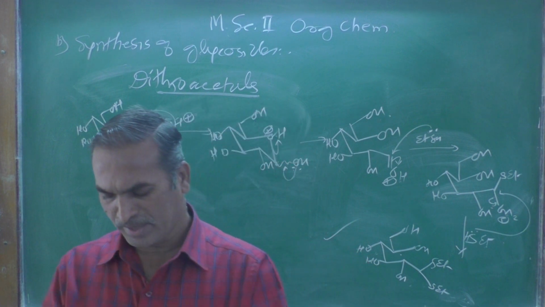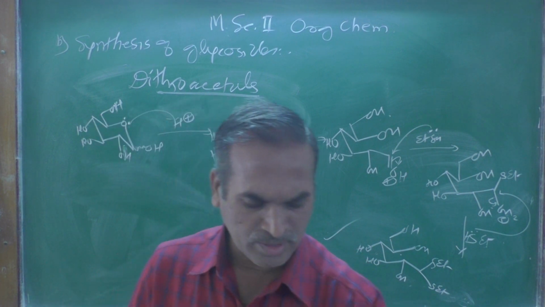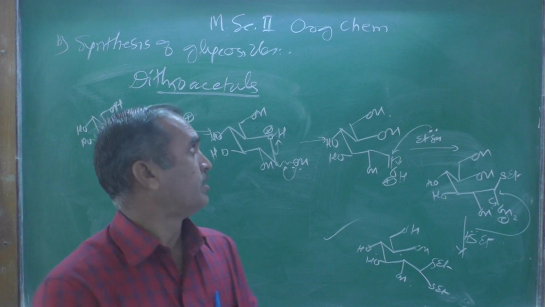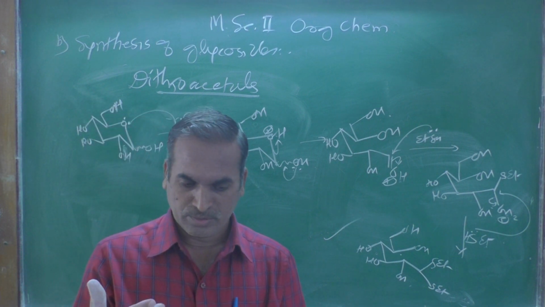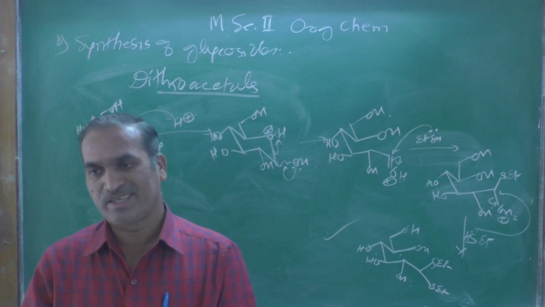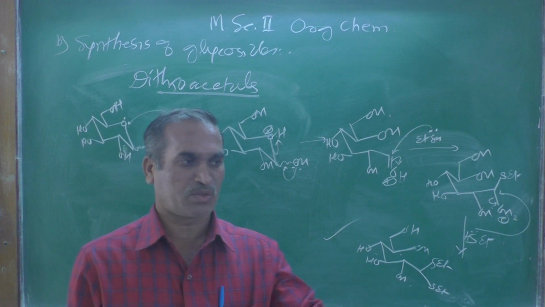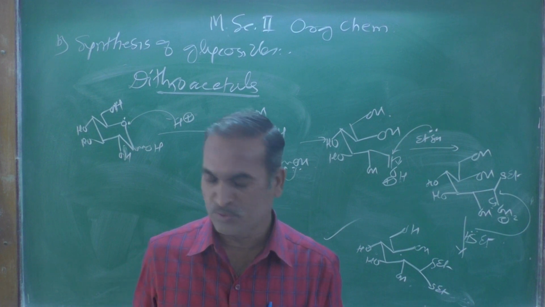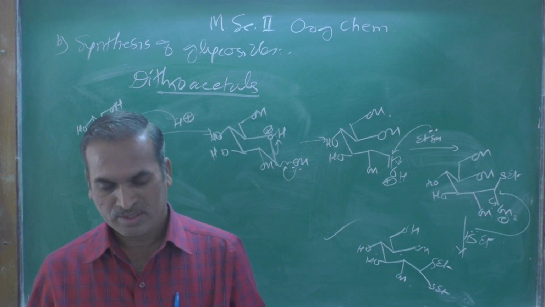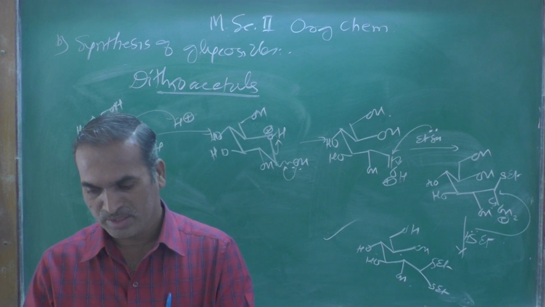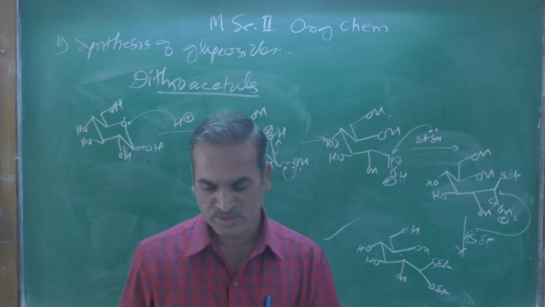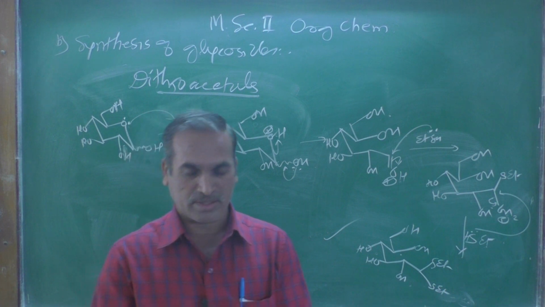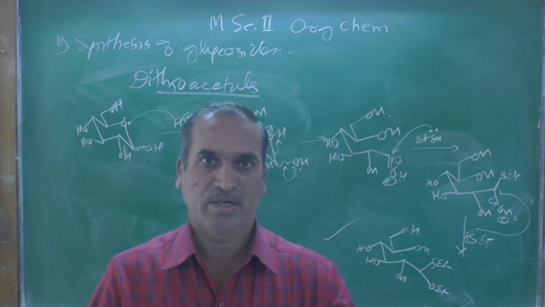So in this way, we have seen some of the synthesis of glycosides. Today we have seen glycosyl bromide, how it is useful, what types of derivatives it can produce, that we have seen. So tomorrow we will start with thioglycosides. I think with this let us stop today here. Thank you. Have a nice day.